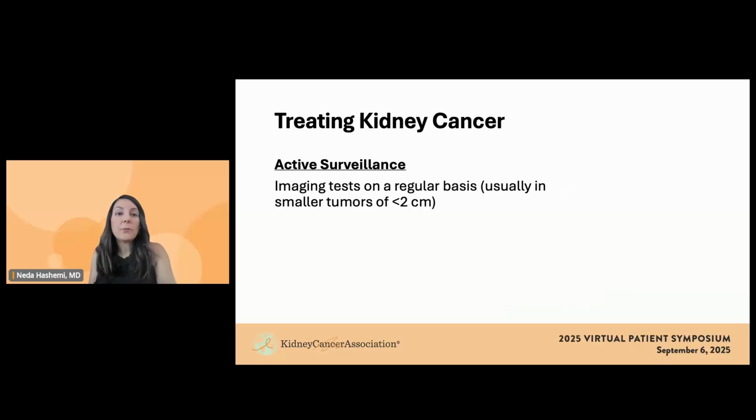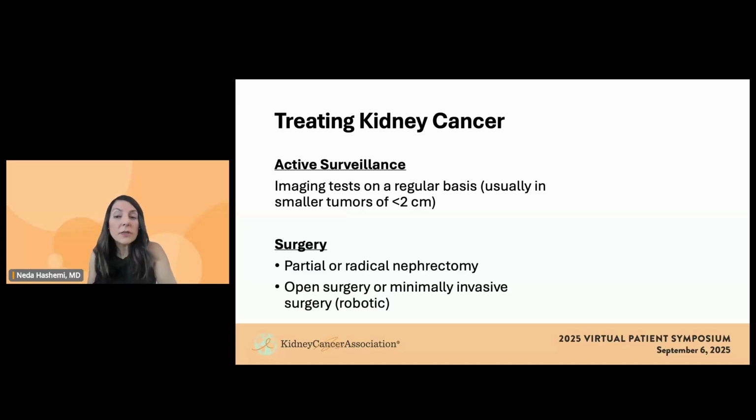So again, I'll briefly go over the treatments of kidney cancer. Sometimes in small tumors, we just watch it. We call that active surveillance, meaning that we do imaging tests on a regular basis. And that's usually done for smaller tumors, T1 tumors, or those that are less than 2 centimeters. We sometimes do surgery, and surgery is to remove the tumor. Surgery can be partial or radical nephrectomy.